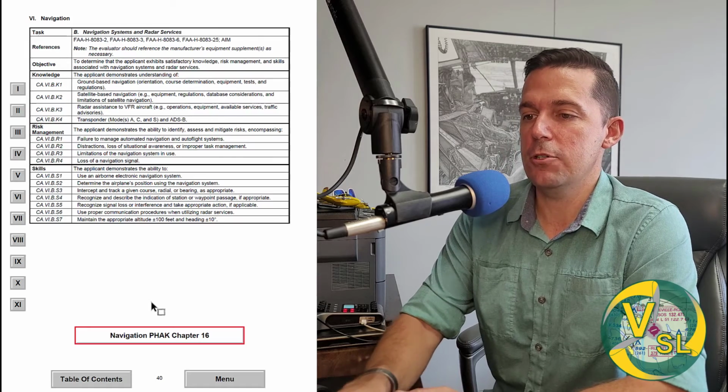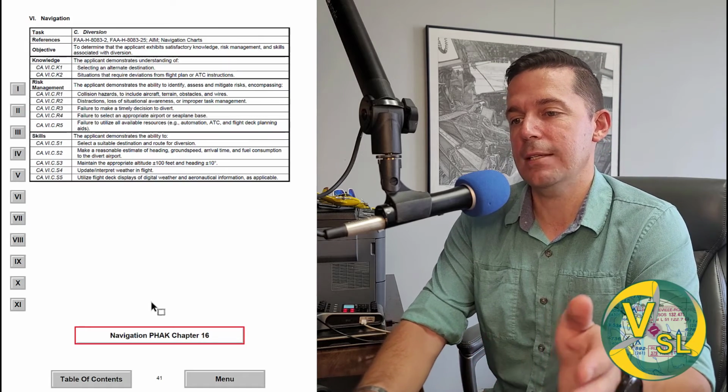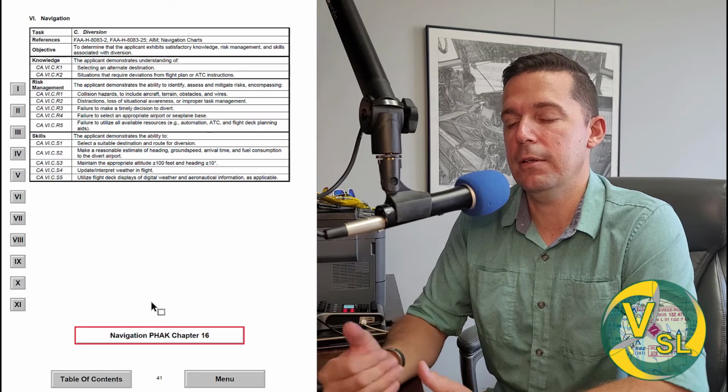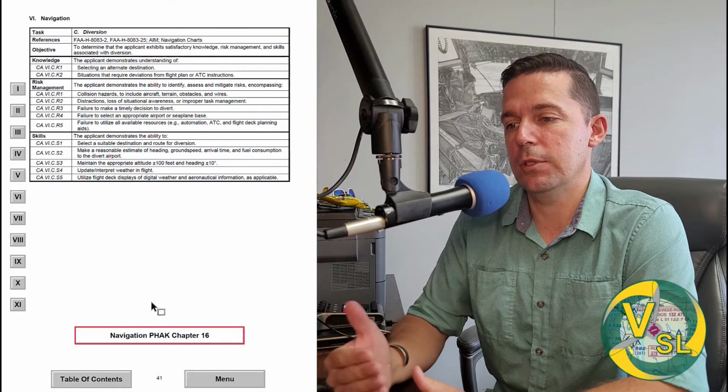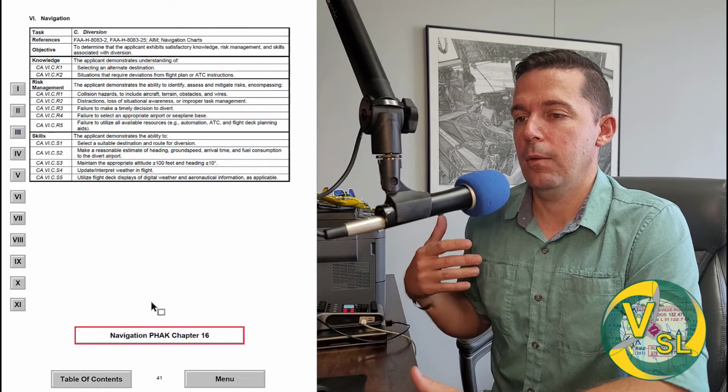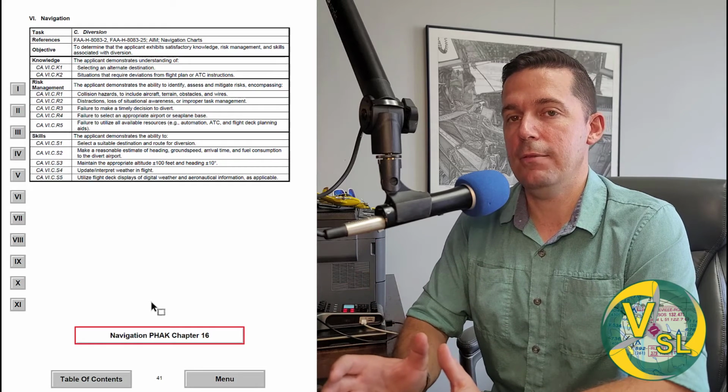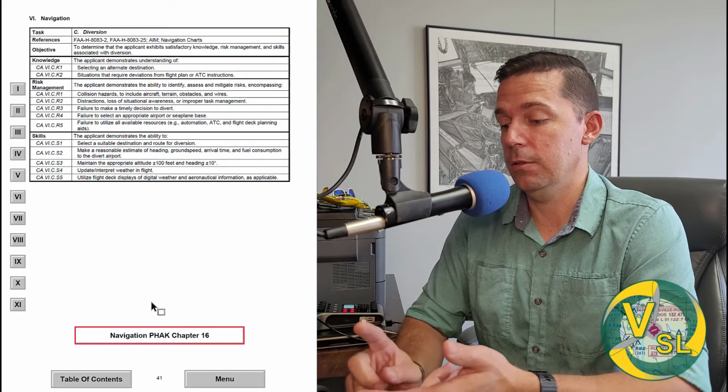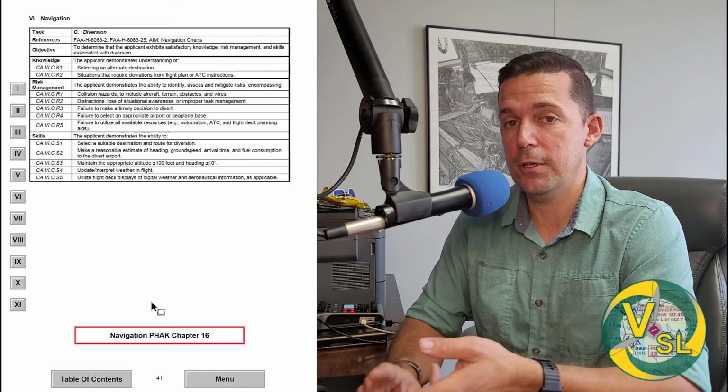So again, the diversion and the navigation, so tasks B and C, they work really well together. So those are kind of combined, because I want you to use all the resources that you have on the flight deck, be it ForeFlight, your Garmin, the Garmin 430 and 530 series.